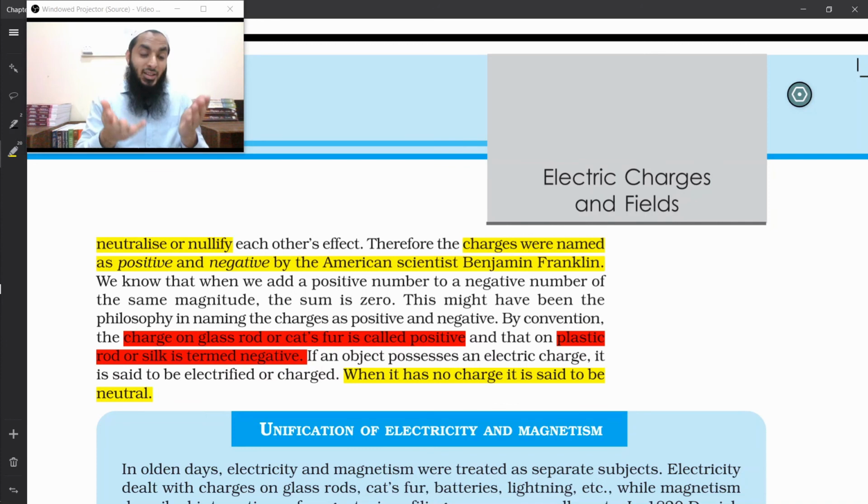We have to imagine like that. And usually students get confused. It's all because of this naming. If he had named the charge on glass rod as negative and the charge on silk as positive, we would have said a positive electron has jumped to the silk. So direction of current and electron would have been the same when we talk about electric current.